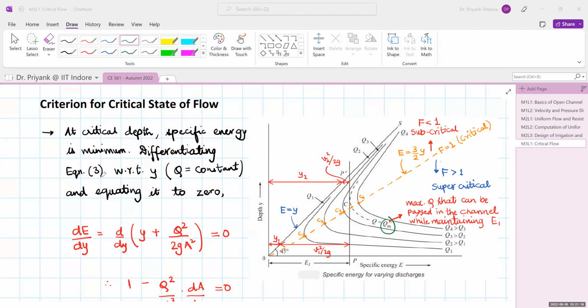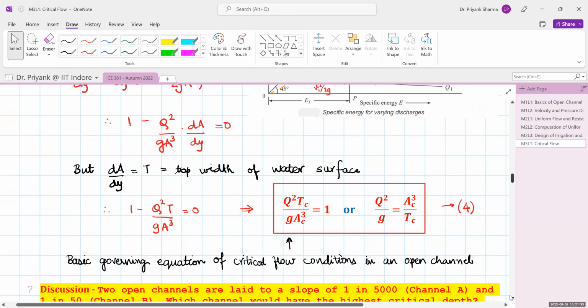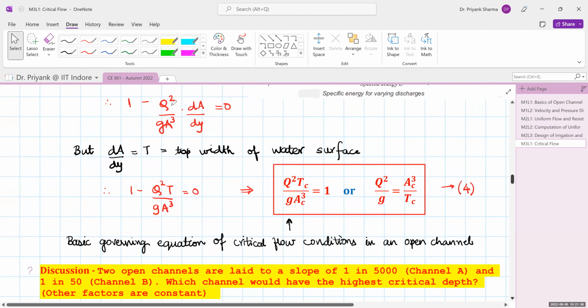So we'll differentiate equation 3 with respect to y and equate it to 0. So d by dy of (y + Q²/2gA²) is equal to 0. After differentiation, you get 1 - (Q²/2gA³)(dA/dy) = 0. What is dA/dy? That is the top width. So modifying this equation, 1 - Q²T/gA³ = 0. So that becomes Q²Tc/gAc³ = 1, or Q²/g = Ac³/Tc.